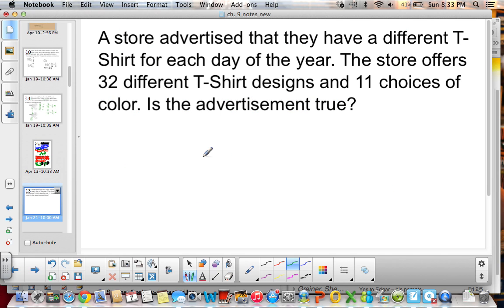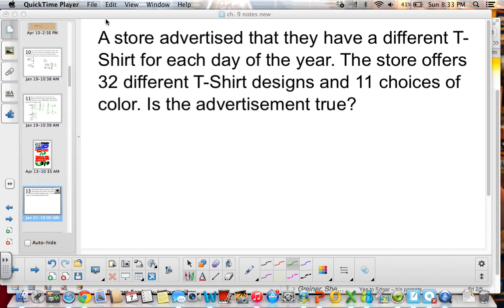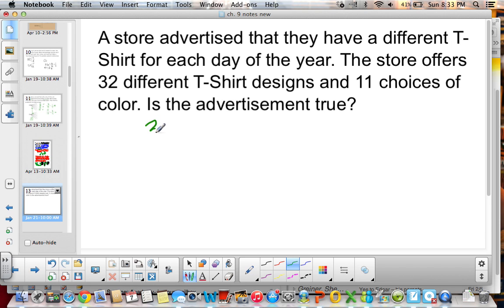A store advertised that they have a different t-shirt for each day of the year. The store offers 32 different t-shirt designs and 11 choices of color. Is the advertisement true? So what we can do is take 32, because there are 32 different designs, and 11 choices of color, so we're going to multiply them together, and we get 32 times 11 equals 352.